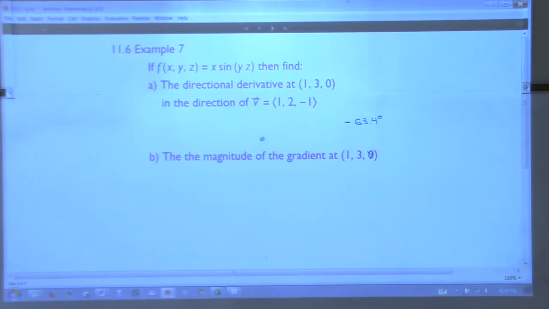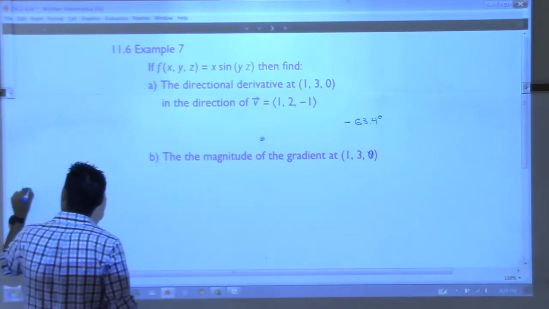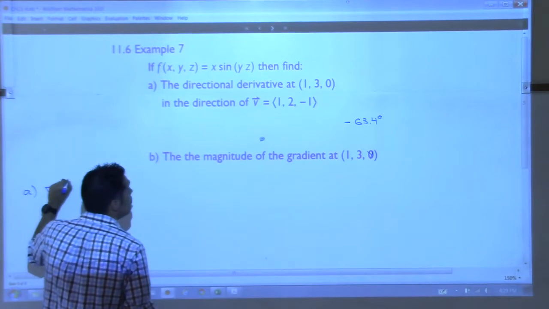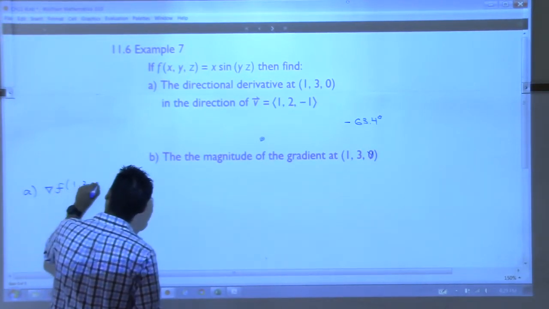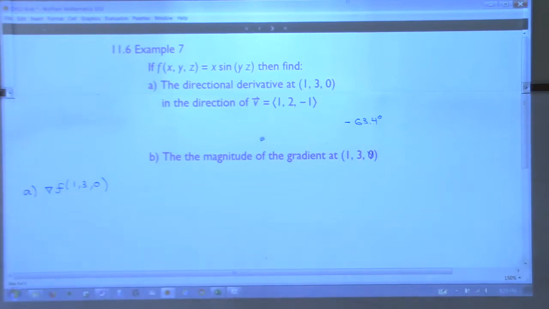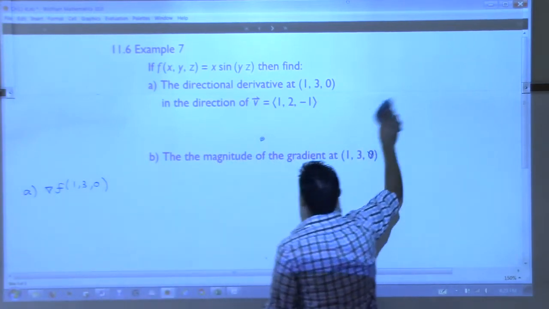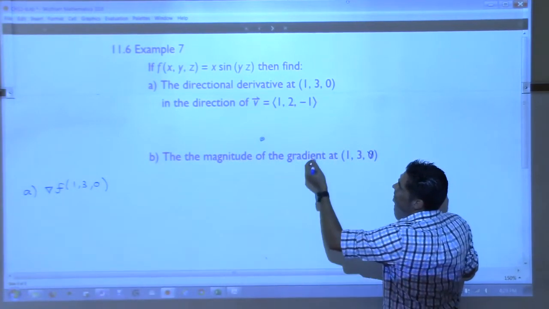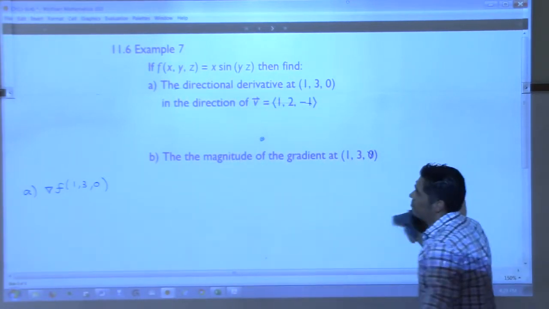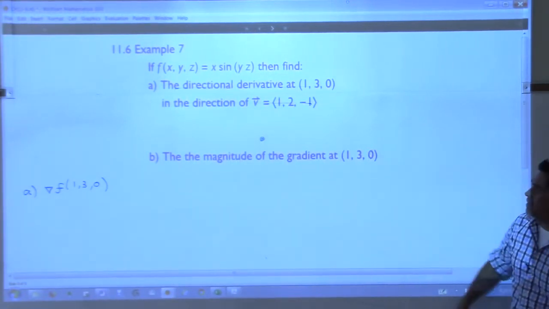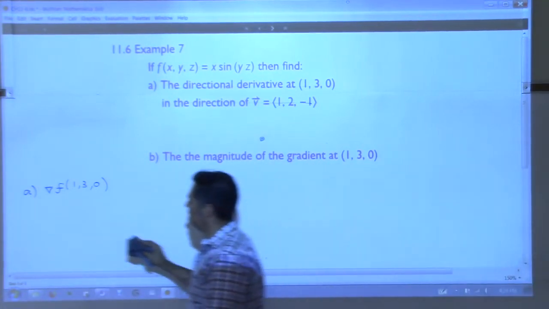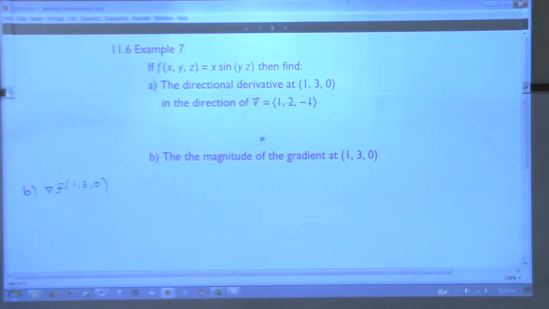Right, so let's do it. What's the gradient we need for part A? We need the gradient of this function at the point 1, 3, 0. Oh, I read the problem wrong. The first part wants a directional derivative. Okay, let's just scratch this. I don't care about directional derivative. I want to know the magnitude of the gradient. That's the thing that's most important. So I'm actually going to do part B. Let's find the gradient, and then we'll take its magnitude. That'll be the maximum rate of change in temperature.